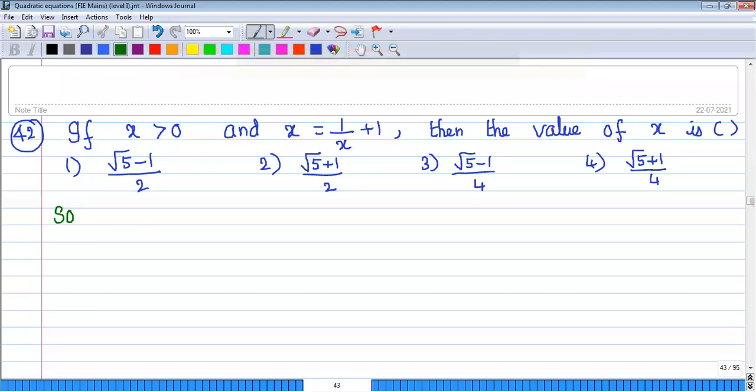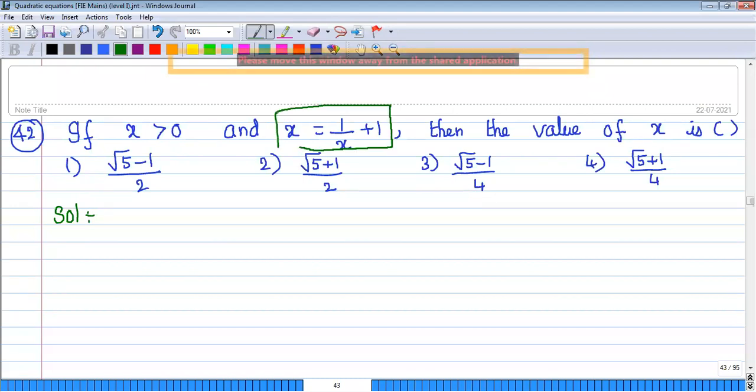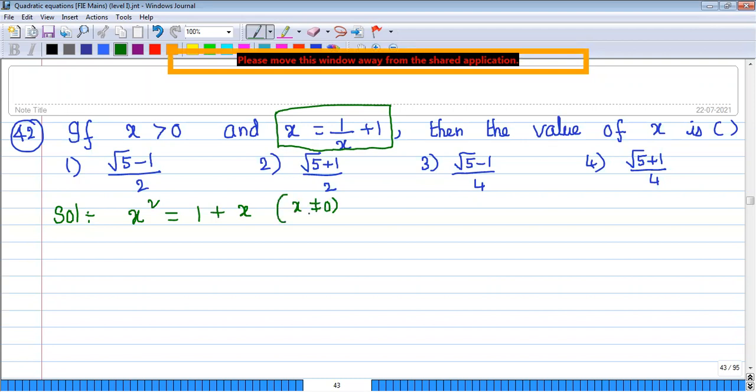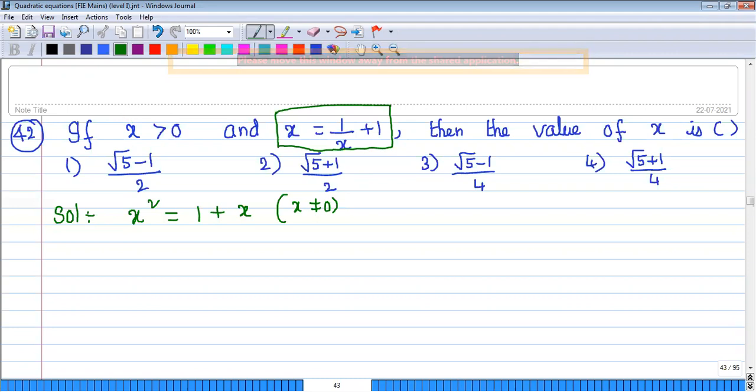So now multiply x on both sides. Multiply this equation both sides with x. So you get like this, x square equals 1 plus x, since x does not equal 0. Because if you want to multiply any equation with any real number, that should be a non-zero real number. So that's why x does not equal 0, because x greater than 0 means x is not equal to 0, and also positive.